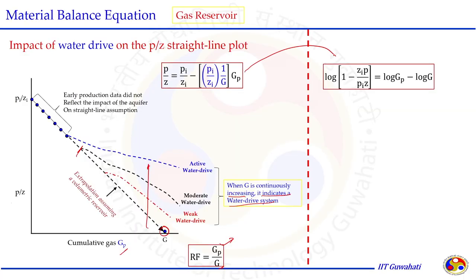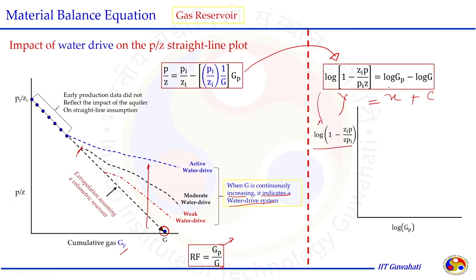Further, another way of plotting the data with the same equation can be taken on the log scale. In that case, we are having this y is equal to x plus c. In that case, when we have P/Z on the y-axis and log of cumulative production on the x-axis, we should get an equation having slope 1, because it is 1·x here, or a 45 degree angle. If it is a volumetric gas reservoir, we should get a straight line in that case.